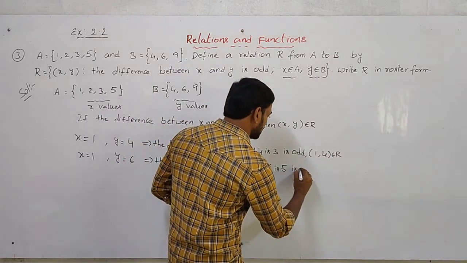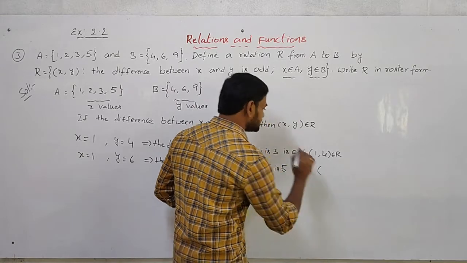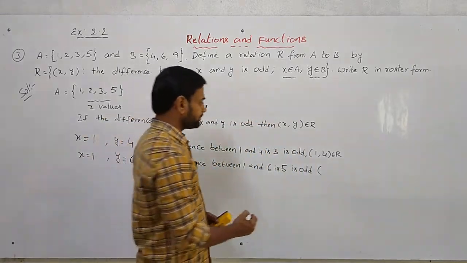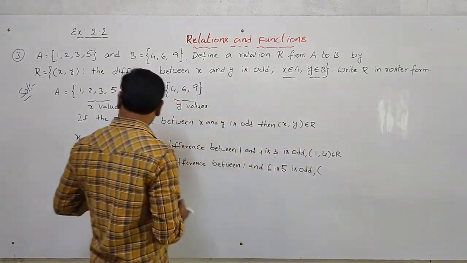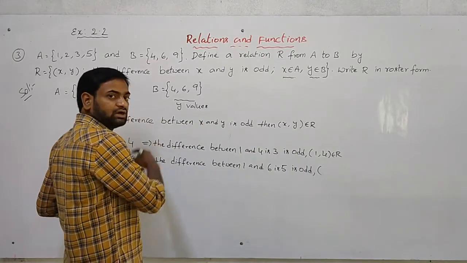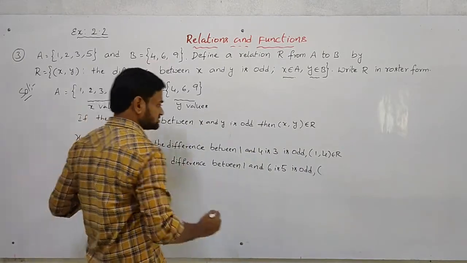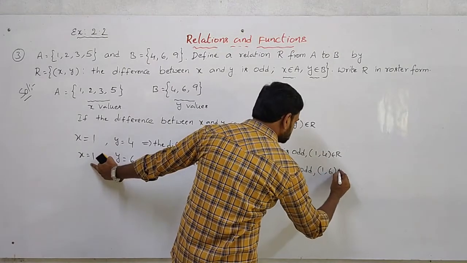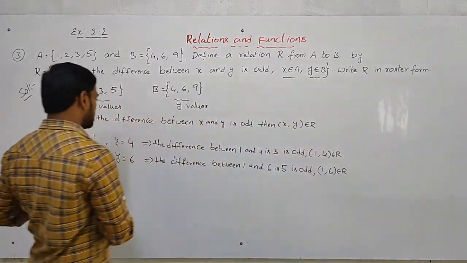Is 5 also an odd number? So when it is odd, the condition is satisfied. When the condition is satisfied, then (x, y) belongs to the relation, that is (1, 6). (1, 6) belongs to the relation R.